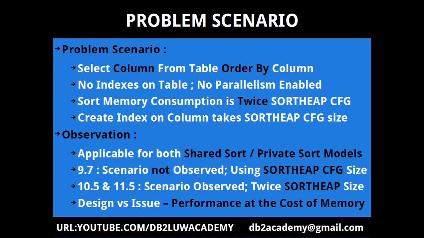The observation is that it is applicable for both shared sort memory model and private sort memory models. And particularly interesting, why I am saying this is an issue or design, why it creates that contention for me, is that in 9.7 the scenario is not observed. If you configure sort heap size as 5000, it will remain 5000 whether it is executing the select query with the order by clause or doing the create index. Whereas in 10.5 and 11.5 the scenario is observed, it consumes twice the sort heap size.